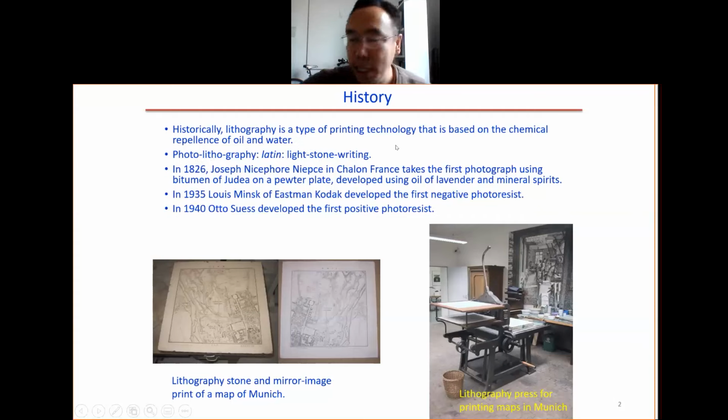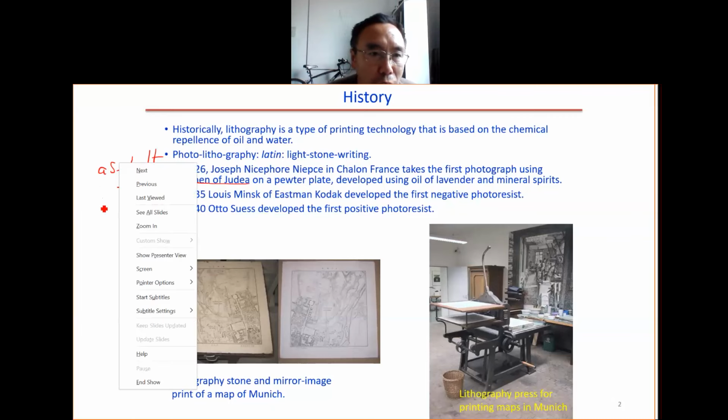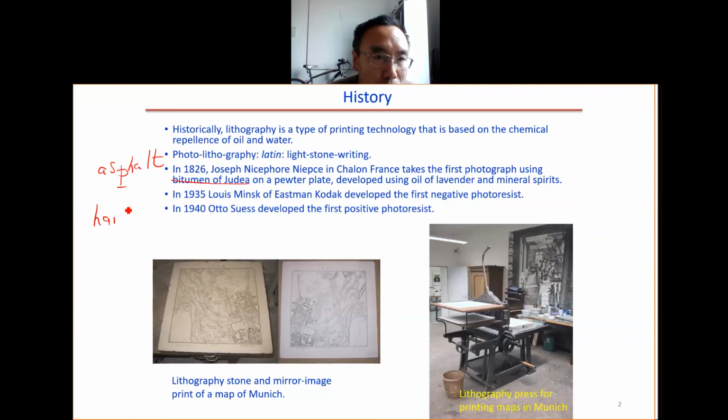In 1826, the Frenchman Joseph Niépce took the first photograph using the bitumen of Judea on a pewter plate. So what is this? This is a kind of asphalt. We know asphalt from construction. This material itself will be hardened by light. If you shine the light on this material, it will be hardened.